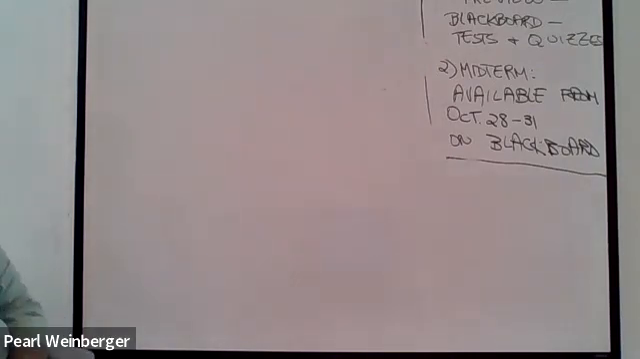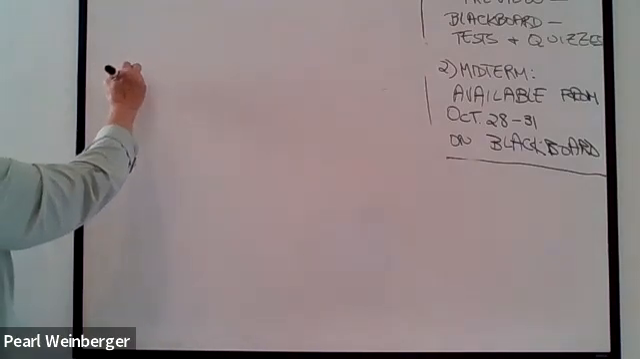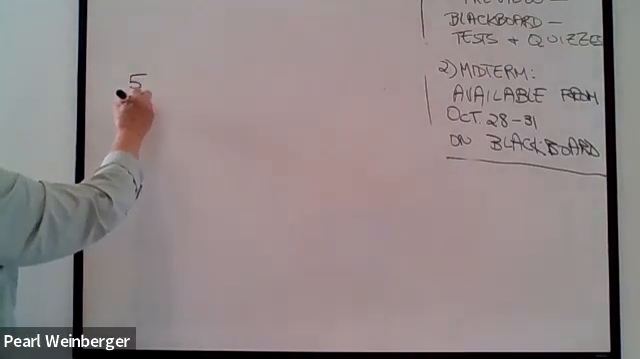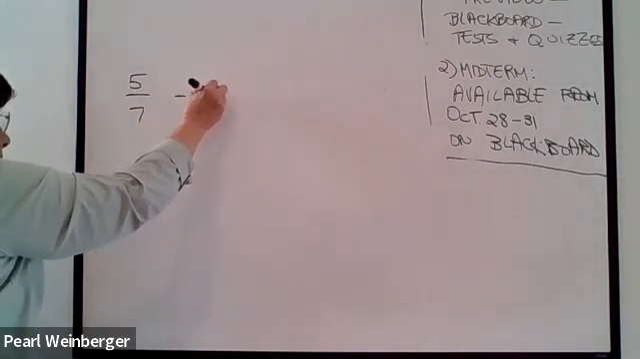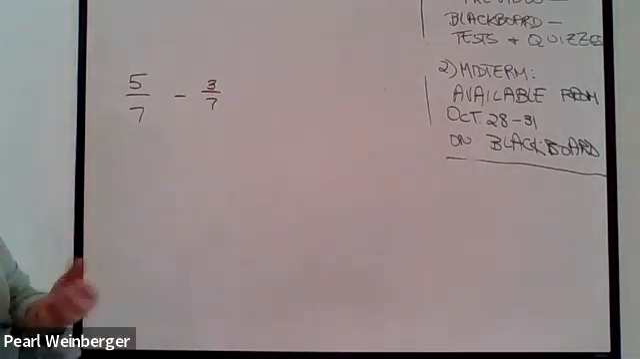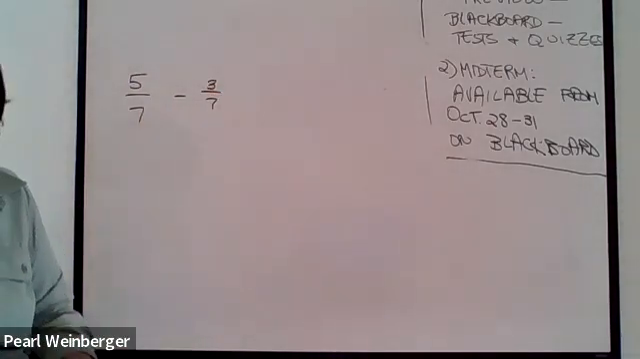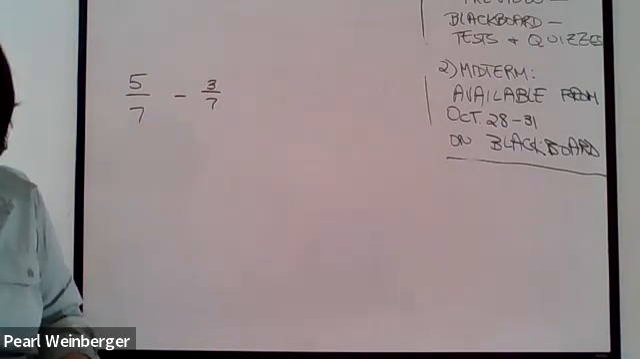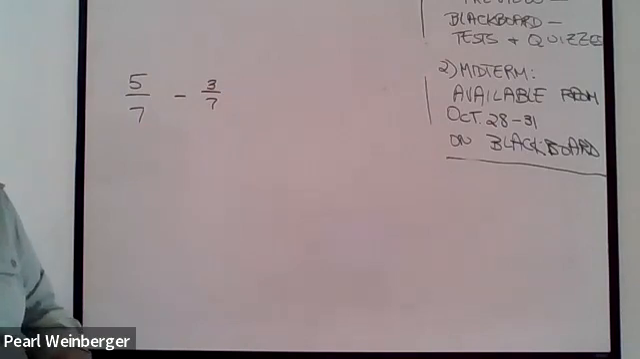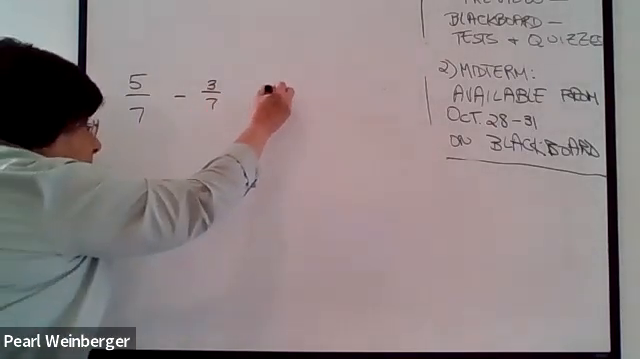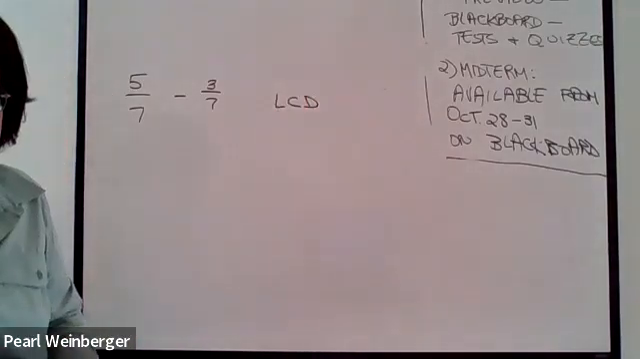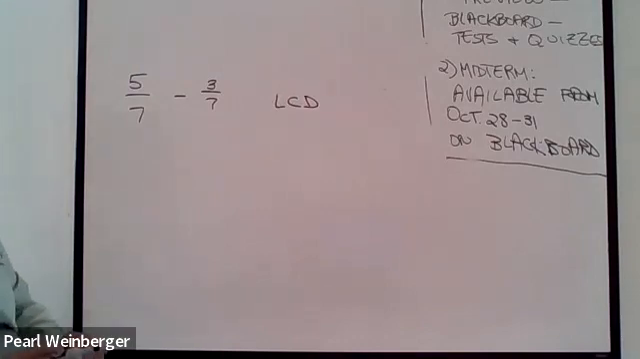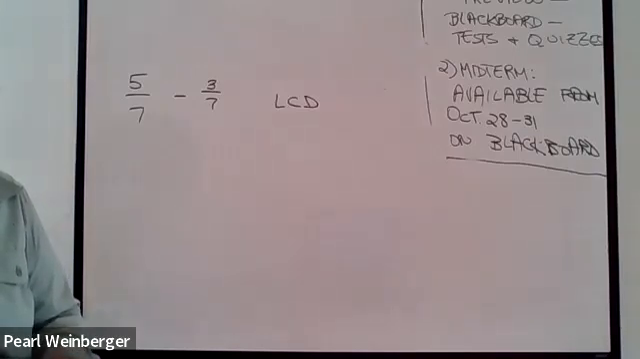So number one, we could have something like this, 5/7 minus 3/7. The rules for adding and subtracting are basically the same. You can add and subtract fractions as long as they have something called an LCD, a lowest common denominator. The important thing is a common denominator. Both the fractions have to have the same denominator.